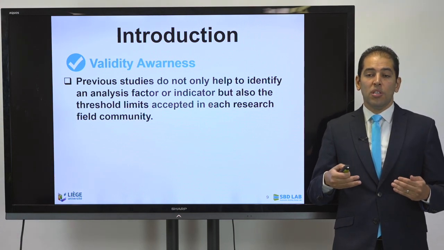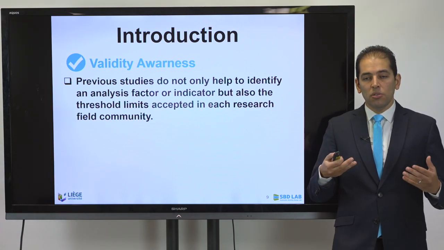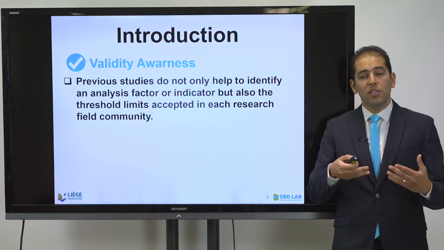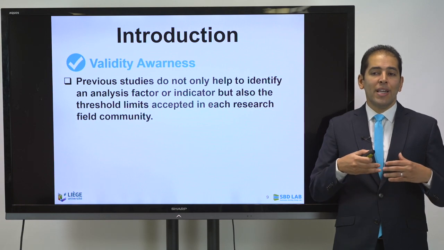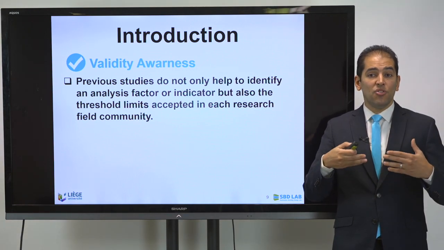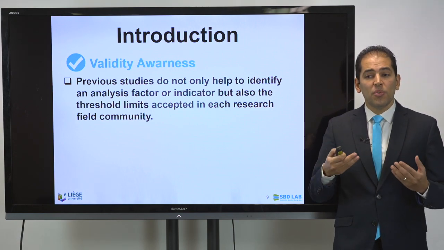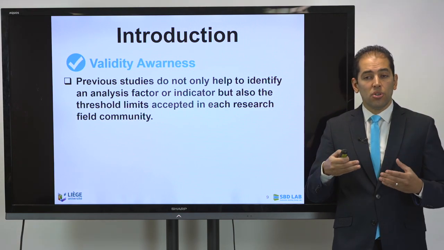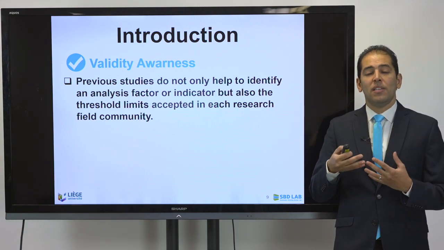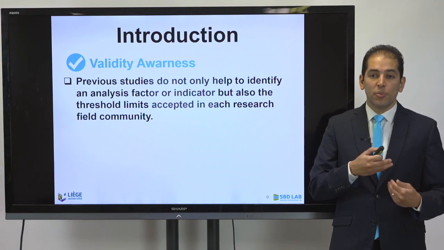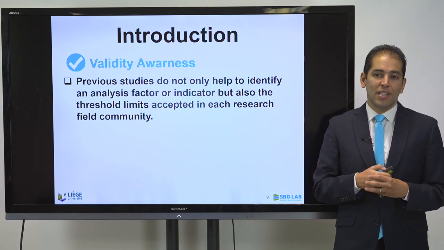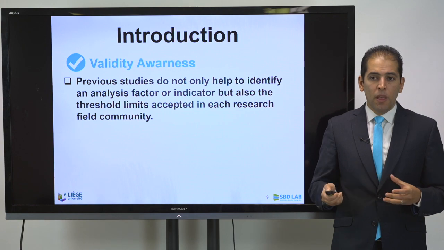And this means also that you need to be reading a lot in your field and in your domain, because the previous studies do not only help you to identify your analysis factors or indicators, but also they will help you to identify the threshold limits and the accepted limits in any research field community, meaning that when you conduct certain tests and you have some data, you will be better able to interpret it and understand what does it mean when you come with statistical test findings and results.